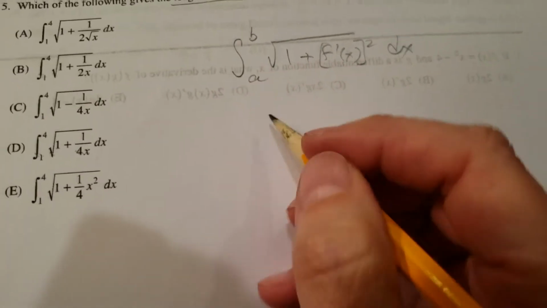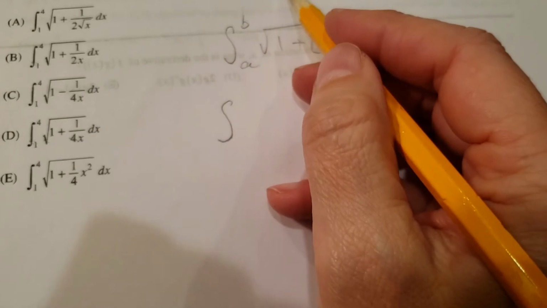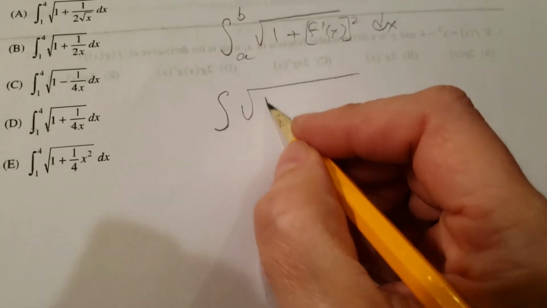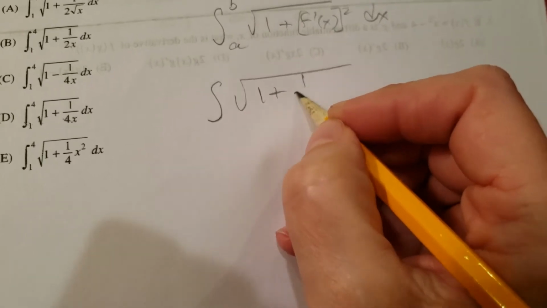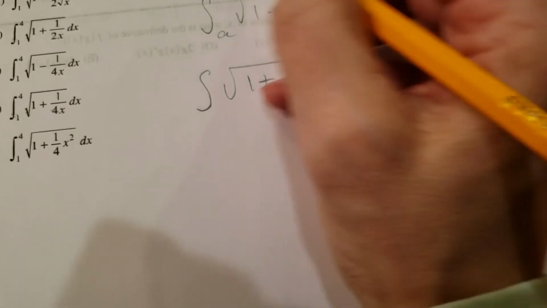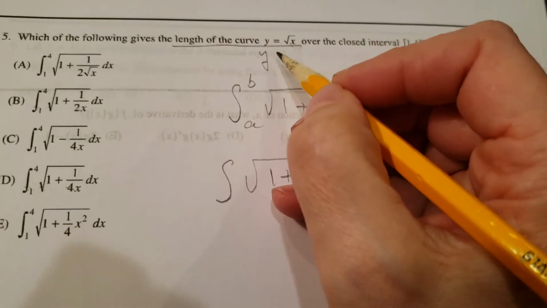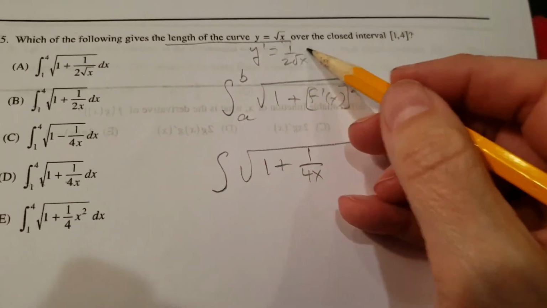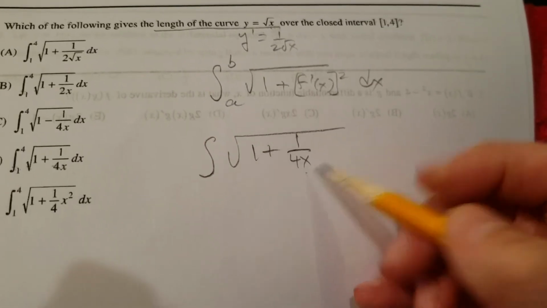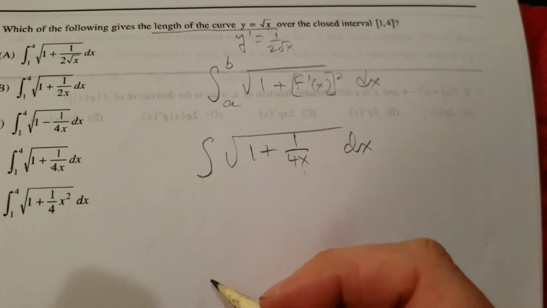That's the formula. Okay. So f of x is square root of x here. So the f prime is 1 over 2 square root of x. And when I square it, I get 1 over 4x. Right? Y prime equals 1 over 2 square root of x. So I'm squaring that and I'm getting this. Yeah? I didn't lose anybody, I hope.